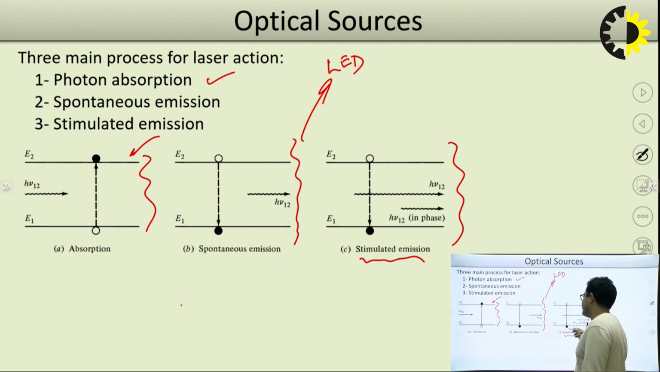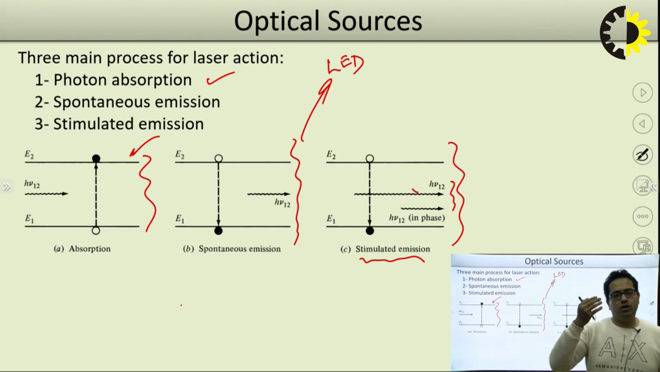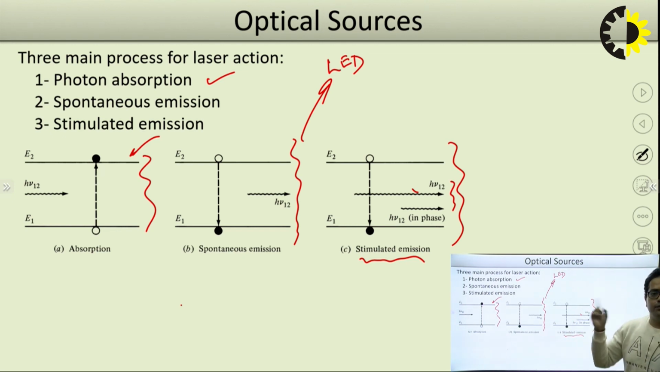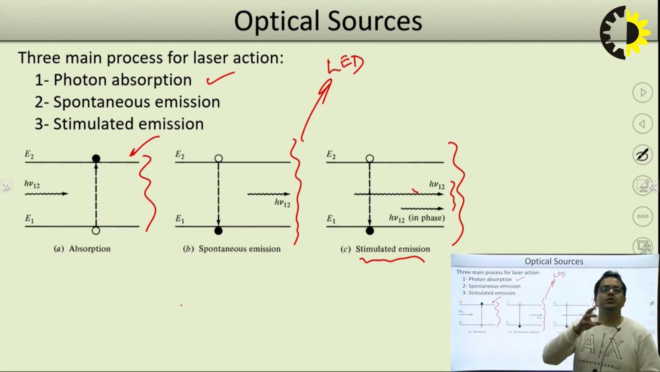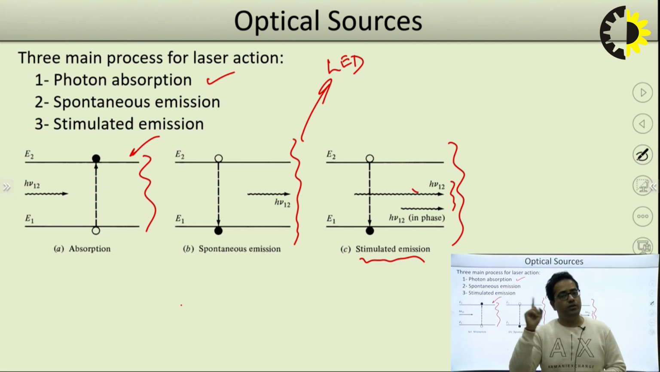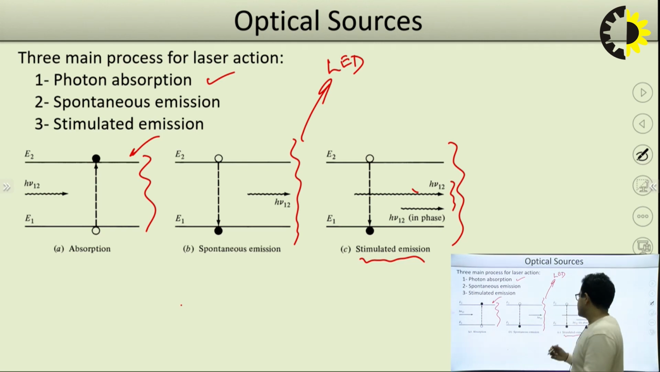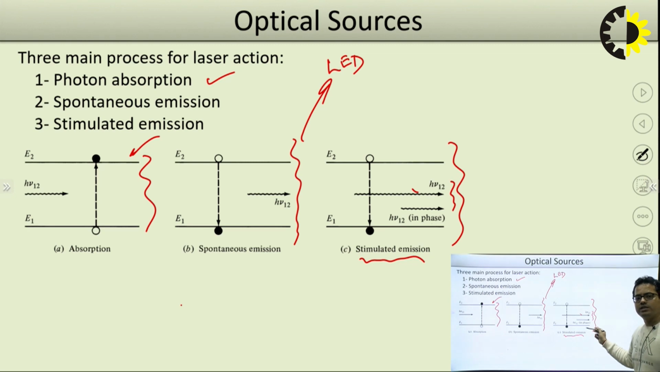So that is the valence band. So electrons, while moving from the conduction band towards the valence band, will emit photons with energy equal to the band gap energy of that material, and the emitted photon is in phase with respect to the photon which is responsible for its emission. So that is h nu 12. The emitted photon and the photon incident on the material are in phase.